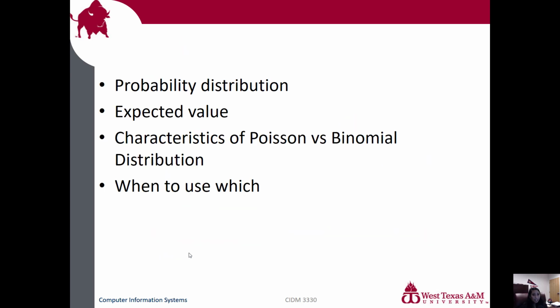Again, this chapter is filled with a lot of equations, but I do want you to know these important concepts here. What is a probability distribution? What is an expected value and how do you interpret it? Expected value, again, is just that mean. Know the characteristics of a Poisson and a binomial distribution. And if you know those characteristics very well, then you should also know when to use which.